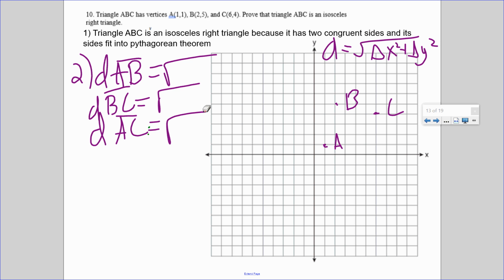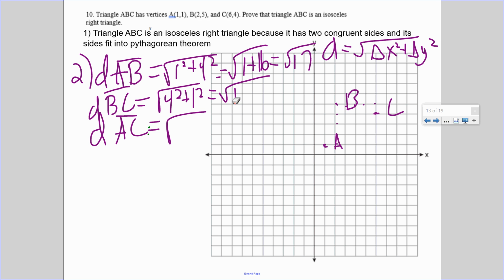AB is 1, 1, 2, 3, 4. 1 squared plus 4 squared. 1 plus 16. Rad 17. BC is 1, 2, 3, 4, 1. 4 squared plus 1 squared. 16 plus 1 is rad 17.